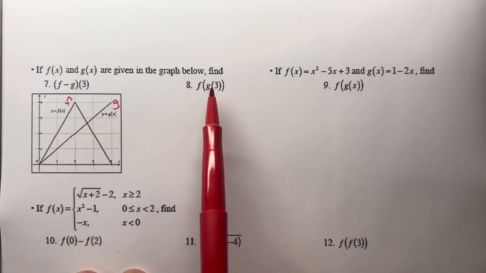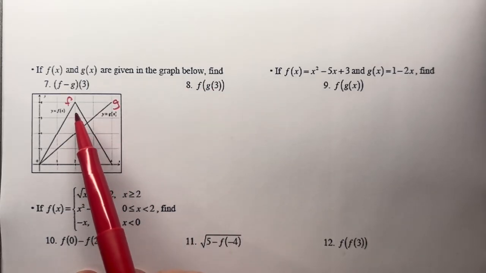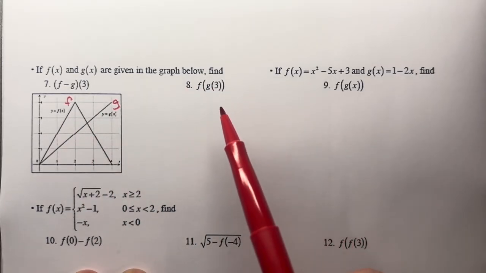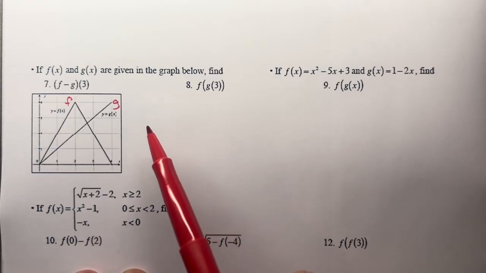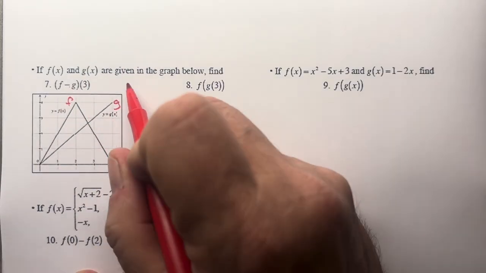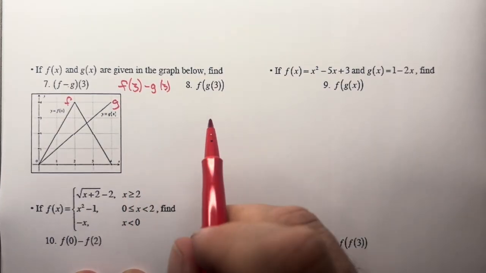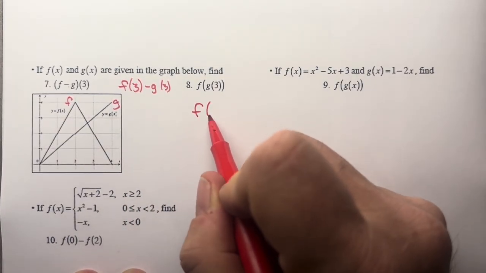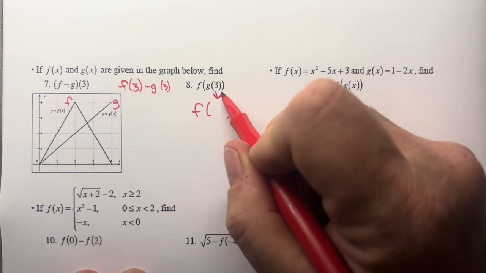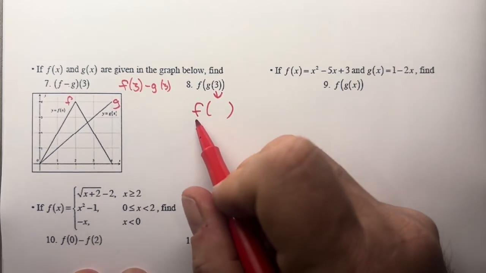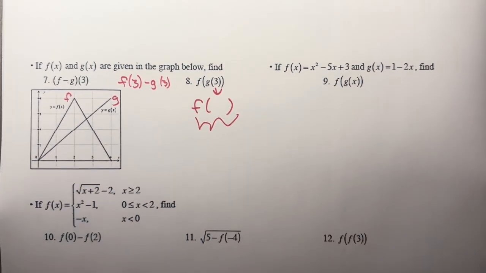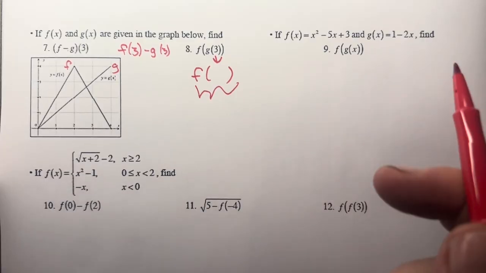so that's separate here. F of g of 3 goes over here, I believe. Here you just do f of 3 minus g of 3. And here is when you'll do f of some number. You'd have to figure out what g of 3 is and then figure out what that number is. All right, and then there's more practice here.